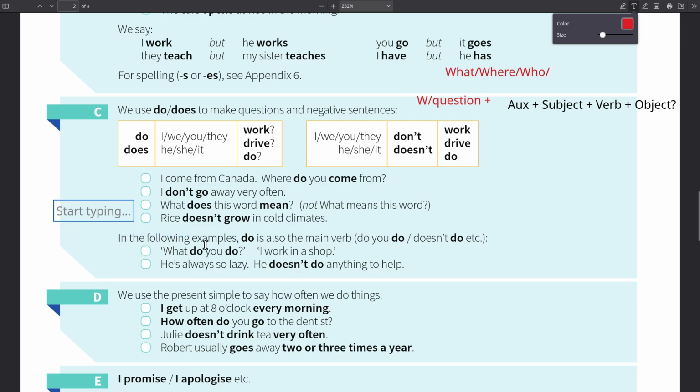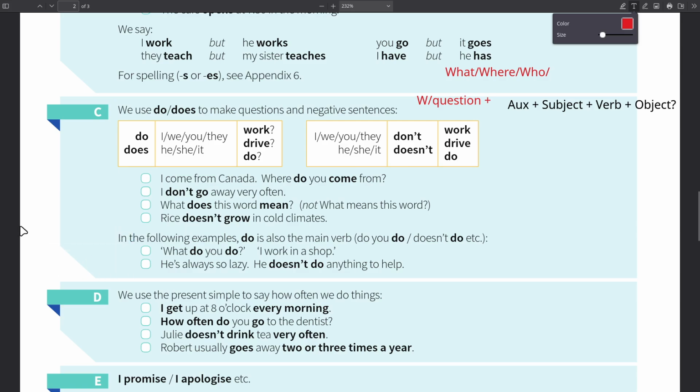Rice doesn't grow in cold climates. Rice doesn't grow in cold climates, right? So in that example, we're talking about third person. We're talking about a thing, in this case, rice. Rice doesn't grow in cold climates.